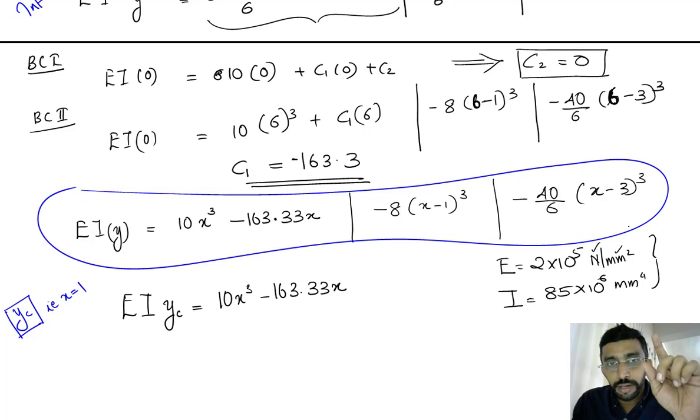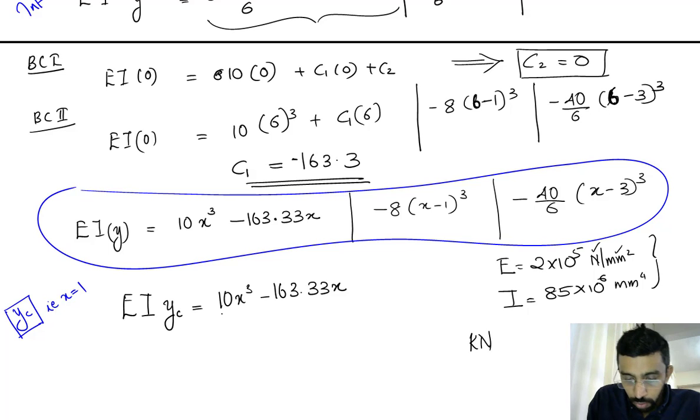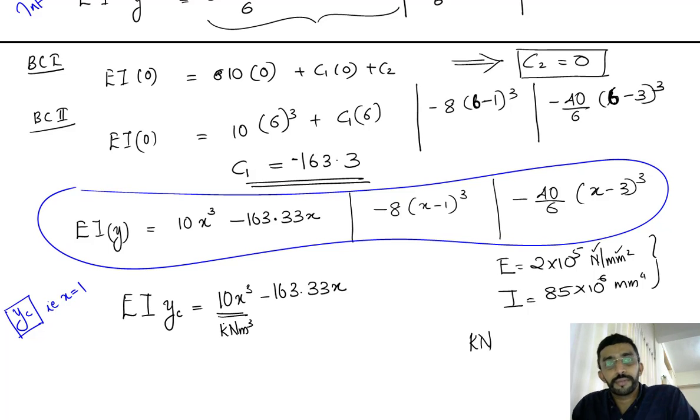See, I told you that we have substituted the values of load in kilonewton, right? And length in meter. That means what will be the unit of 10x cube? It is going to be kilonewton meter cube, right? This is the unit right now, kilonewton meter cube. This is also kilonewton meter cube. So the left hand side unit and the right hand side unit have to be the same.